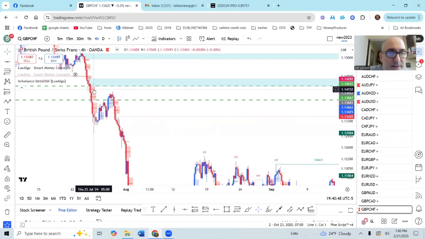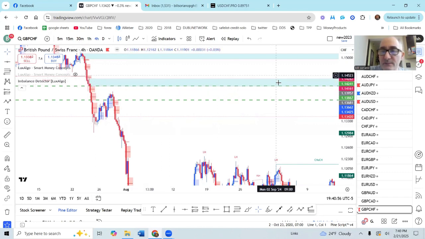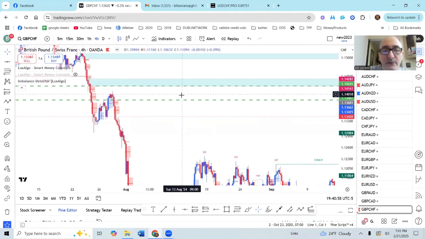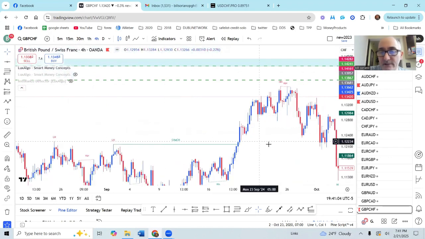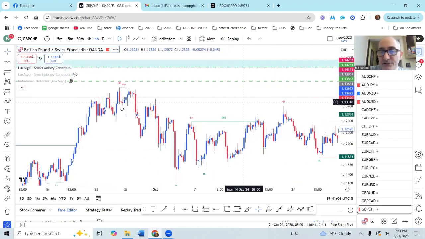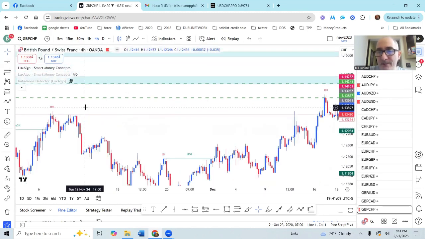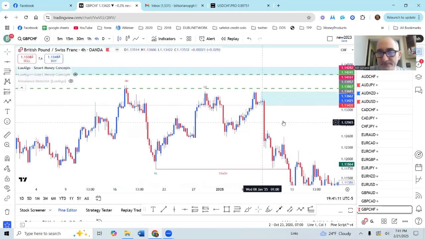that hadn't been filled. And then there was some imbalance right above this zone here. And so there was another supply zone up here on the 4-hour time frame that I had missed in my initial analysis of this pair. And so again, price came up there.